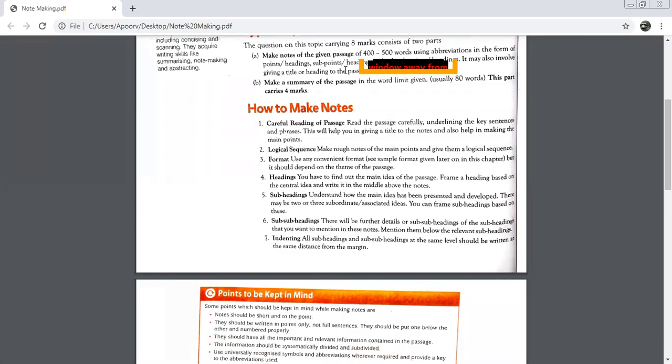Now, one of you read out the third point. One of you, anyone. Format. Use any convenient format, but it should depend on the theme of the passage. What do you mean by theme of the passage, Peter? Anyone? Ma'am, topic of the passage. The main heading. Exactly what I'm trying to tell you, that is the theme of the passage.